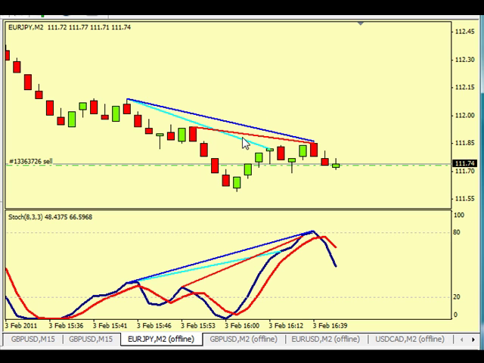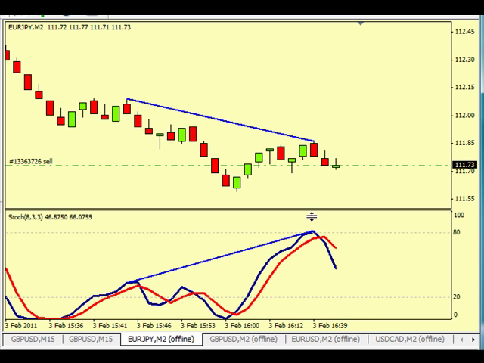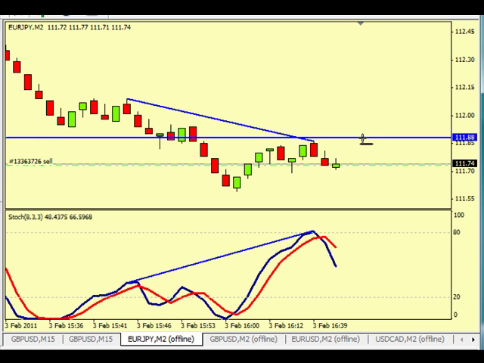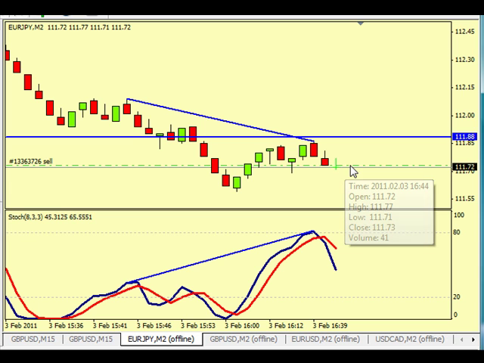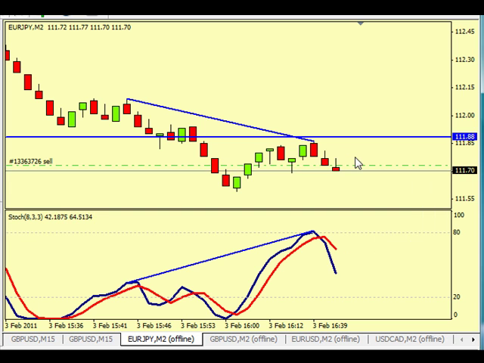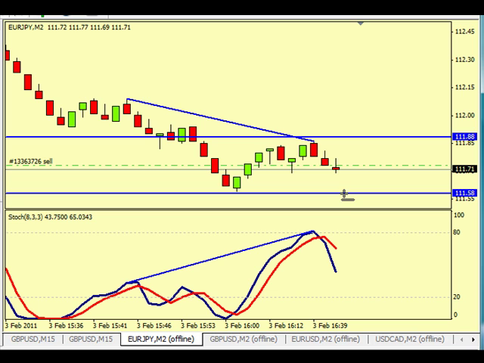Now my stop will be, let me get rid of some of these lines. So my stop will be just above the swing high, a couple of pips above. Is that, like, say 88? I'm in at 73, so 15 pips to the downside, and then I'll take a 15 pip profit, which will put me in about there.